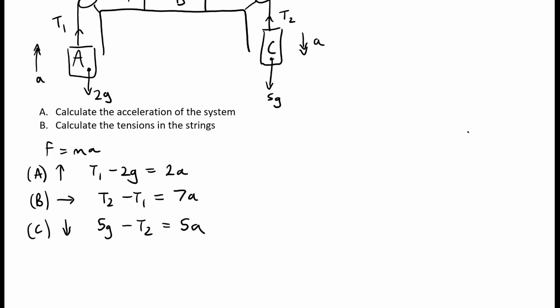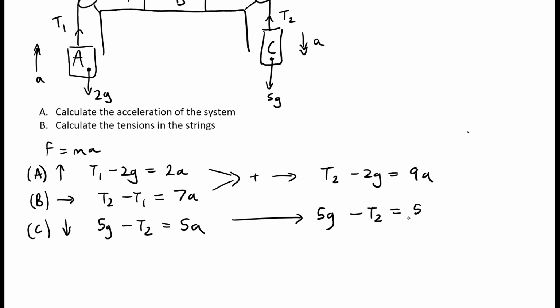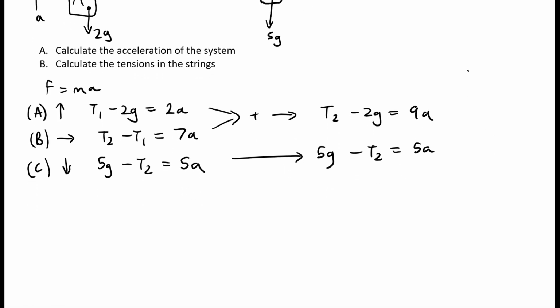If equations A and B are added to each other, we can get rid of T1. Just saying we're bringing them together by addition. So that would be T2 minus 2g is equal to 9a. We also have the other equation, 5g minus T2 equals 5a. Now, just looking here, ignoring everything else, we have 2 equations with 2 unknowns, T2 and a, so it's possible to solve for those 2 variables.